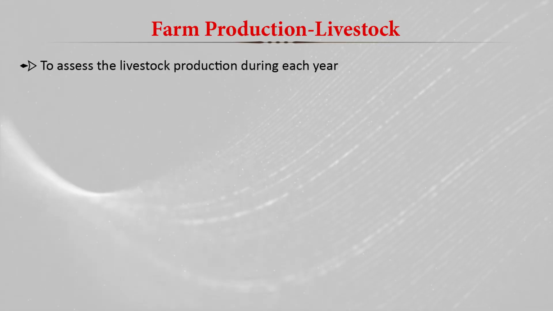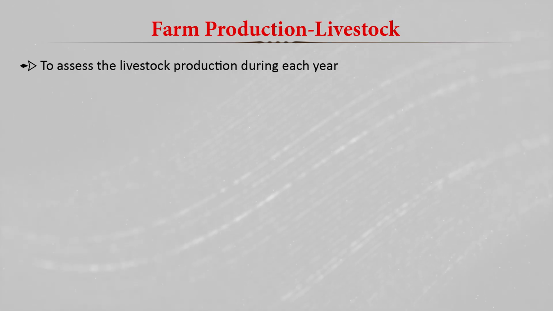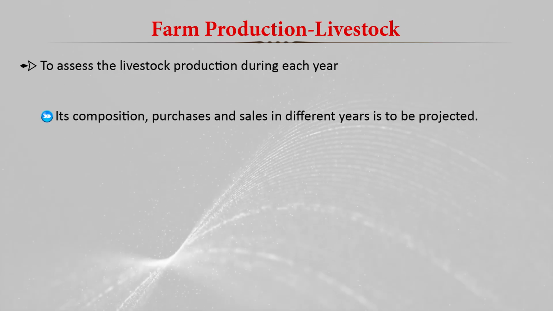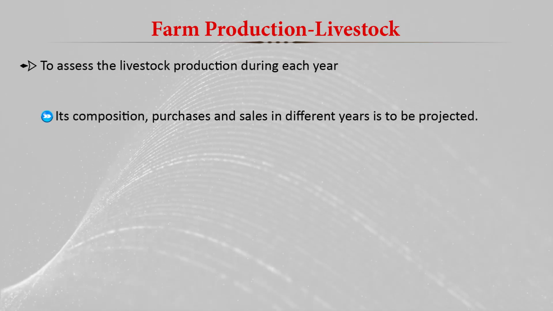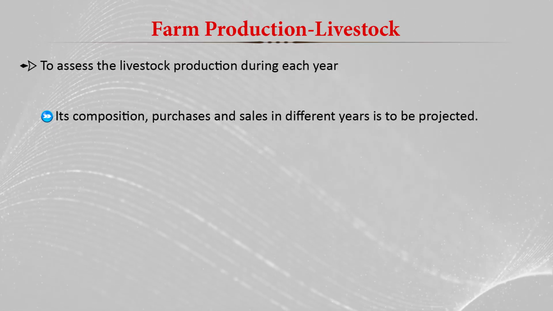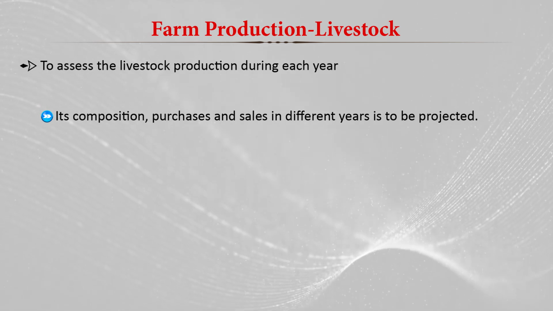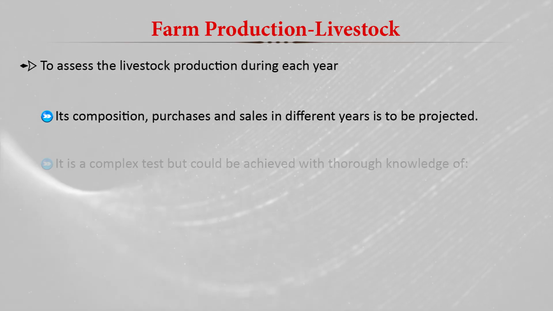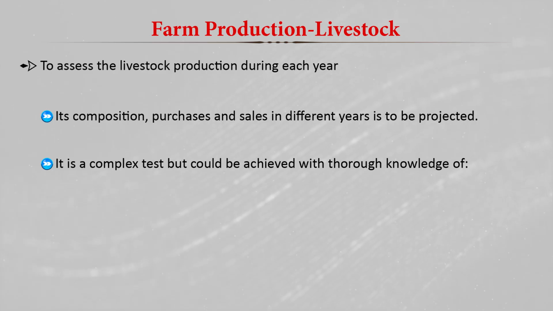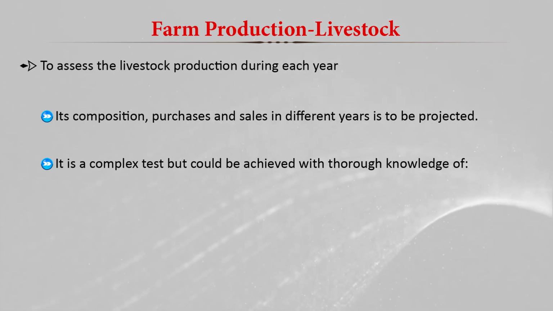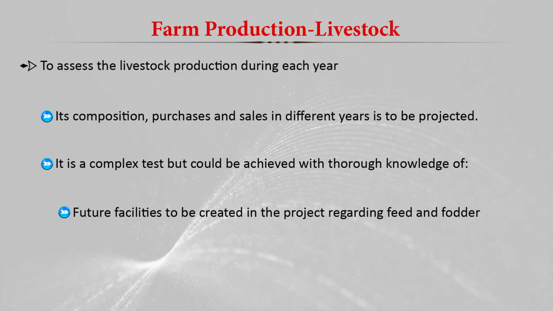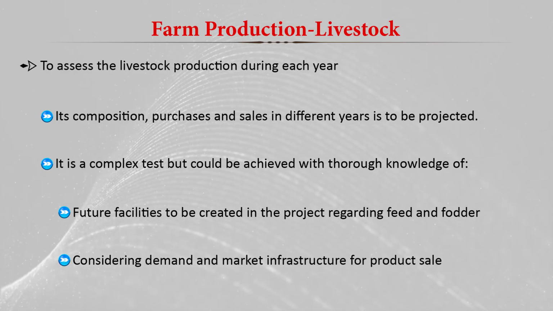In case of calculating the livestock production, we can assess the livestock production during each year. For that purpose we have to understand its composition, how many types of livestock there are, then purchase and sale in different years to be projected. So we have to project how many animals we will be purchasing and how many animals we will be selling in the years to come. It is basically a complex task, but it could be achieved through knowledge of the future facilities to be created in the project regarding feed and fodder, and by considering the demand and market infrastructure for the product share.